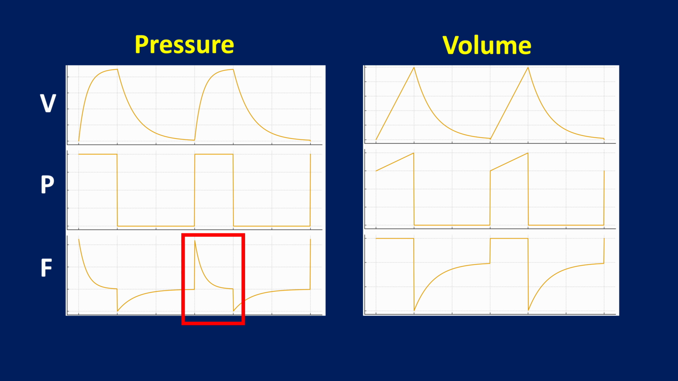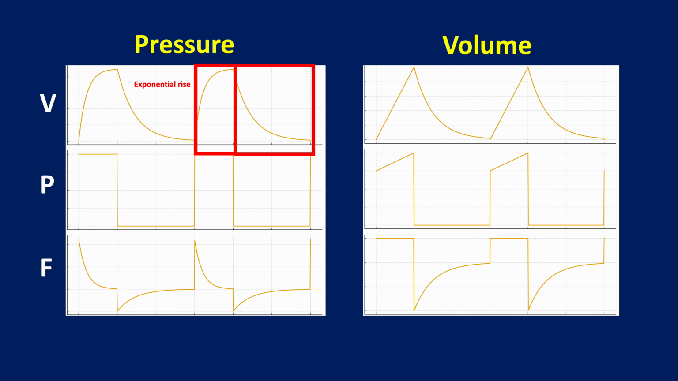Now let's look at the flow waveform for pressure ventilation. Flow rapidly increases, then decelerates as the lung expands. This is because the ventilator delivers a preset pressure, and as the lungs fill, there is a reducing pressure gradient causing the flow rate to also reduce.